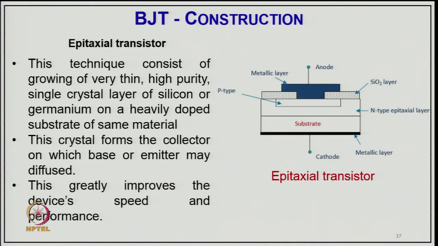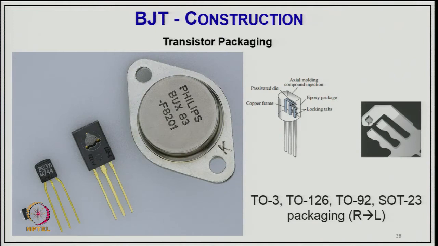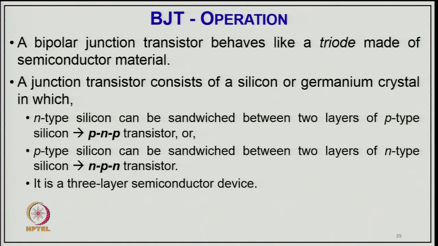The technique consists of growing a very thin, high purity single crystal layer of silicon or germanium on a heavily doped substrate of the same material, and the crystal forms the collector on which the base and emitter may be diffused, as you can see here. This greatly improves the device speed and performance, and that is the reason this technique is quite popular for manufacturing the BJT. This is the kind of package using this technique; different package types of BJT are developed, starting from these two.